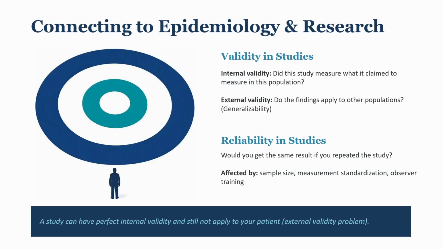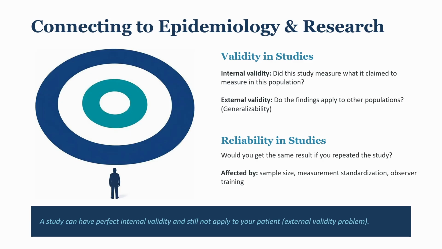Validity and reliability aren't just for lab tests. They apply to every study you read, and the vocabulary shifts slightly in the research context in a way that's worth knowing explicitly, because these terms appear on the ACVPM exam and in journal articles. In study methodology, validity splits into two types. Internal validity asks, did this study measure what it claimed to measure in the population it studied? Was it free of major bias and confounding?